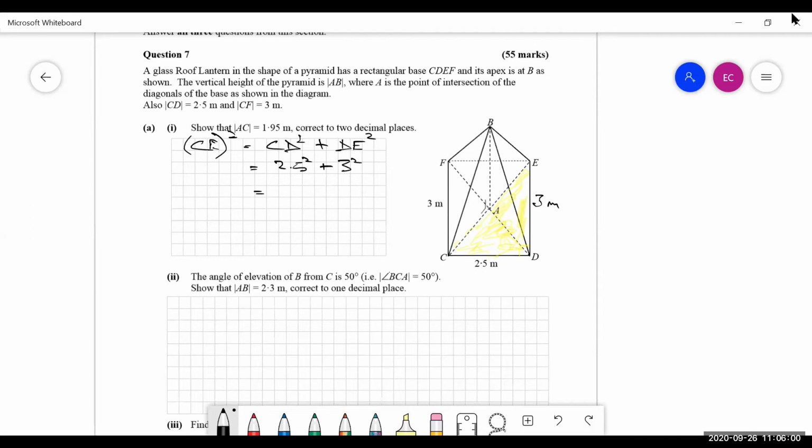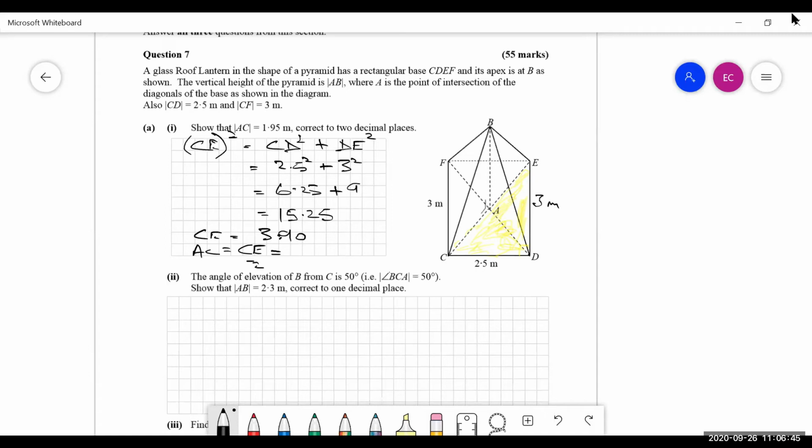So that's going to be 6.25 plus 9, and that equals 15.25. So CE is going to be the square root of that, which equals 3.90. But we're looking for AC, and because we know that AC is half of CE, therefore AC will be CE divided by 2.